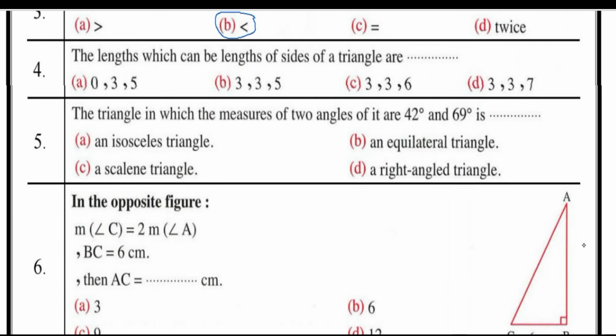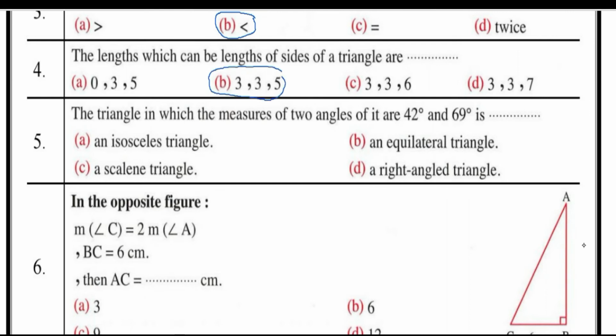Number 4. The lengths which can be lengths of sides of a triangle. In any triangle, the sum of any two sides is more than the third. Of course this one is impossible because there is a side of 0. 3 plus 3 is 6, more than 5. So this is the answer. Because 3 plus 3 is 6, more than 5. The sum of two sides must be greater than the third. Here 3 plus 3 is 6, equal, not a triangle. 3 plus 3 is 6, less than 7, not a triangle.